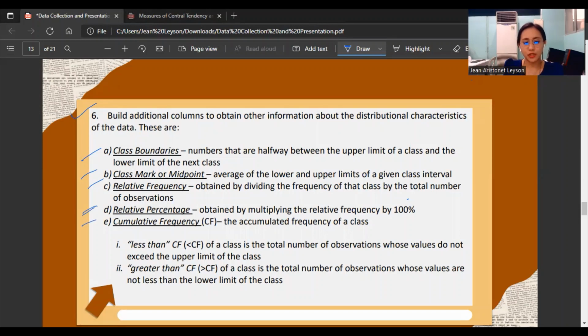Next column is what we call as the CF or the cumulative frequency. It is the accumulated frequency of a class, and there are 2 types. The first one is the less than CF and the greater than CF. The less than CF of a class is the total number of observations whose values do not exceed the upper limit of the class. And on the other hand, the greater than CF of a class is the total number of observations whose values are not less than the lower limit of the class.